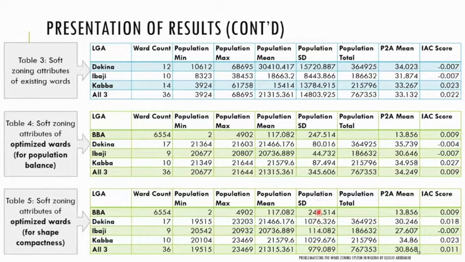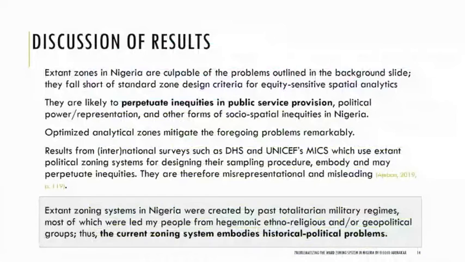Looking at the standard deviation, you see that when population balance was optimized, you get a better standard deviation. I mean, the lower the value, the better in terms of population balance. But when you now optimize for shape compactness, the compactness mean improves by reducing; the lower this value is, the more compact. You can now see that the standard deviation has increased, which shows that population balance would reduce if compactness increases. So there's always this threshold, this trade-off, because they're soft attributes.